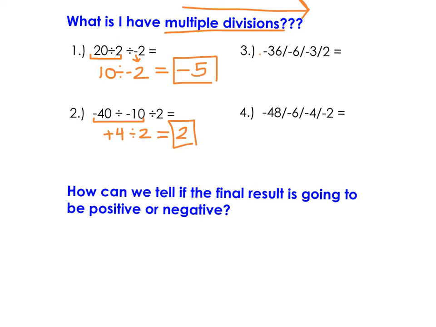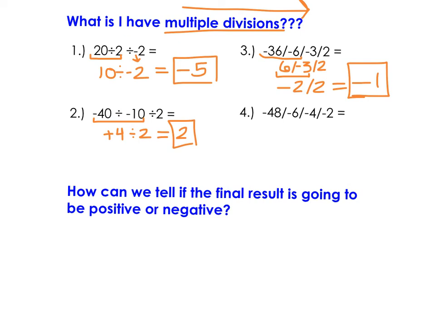Then if I look at number 3, negative 36 divided by negative 6 results in a positive 6 items per group. And then focus on 6 divided by negative 3, positive divided by a negative is a negative. 6 divided by 3 is, we have 6 items being put into 3 groups for 2 items per group. And then I have a negative divided by a positive, so my result is negative. And 2 items divided into 2 groups results in 1 item per group.